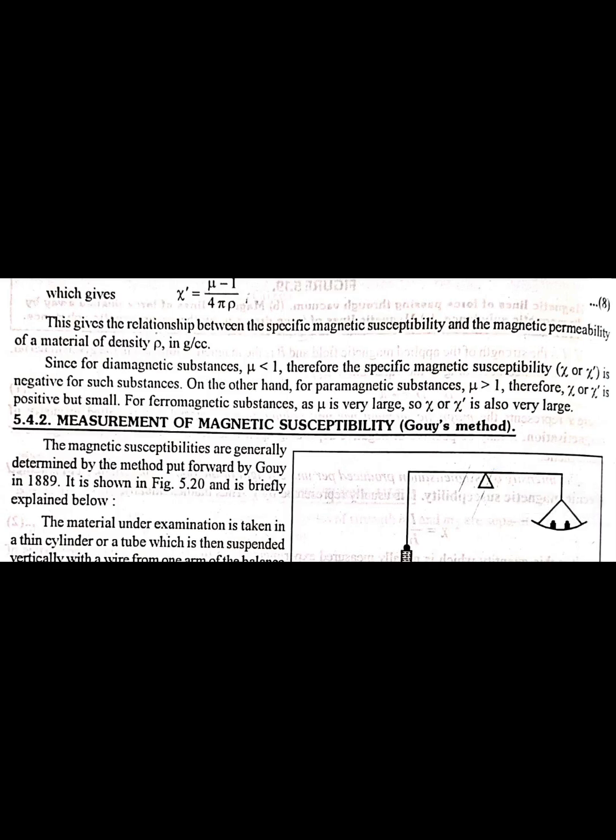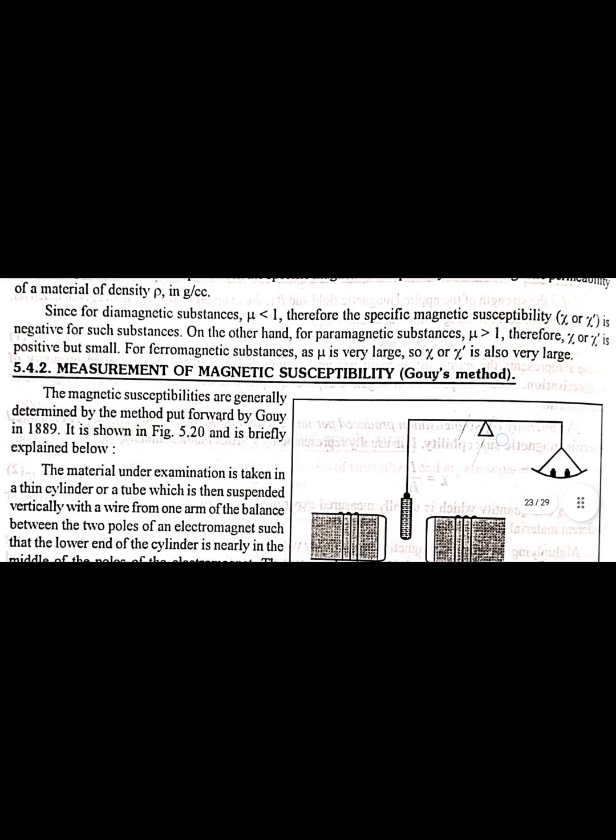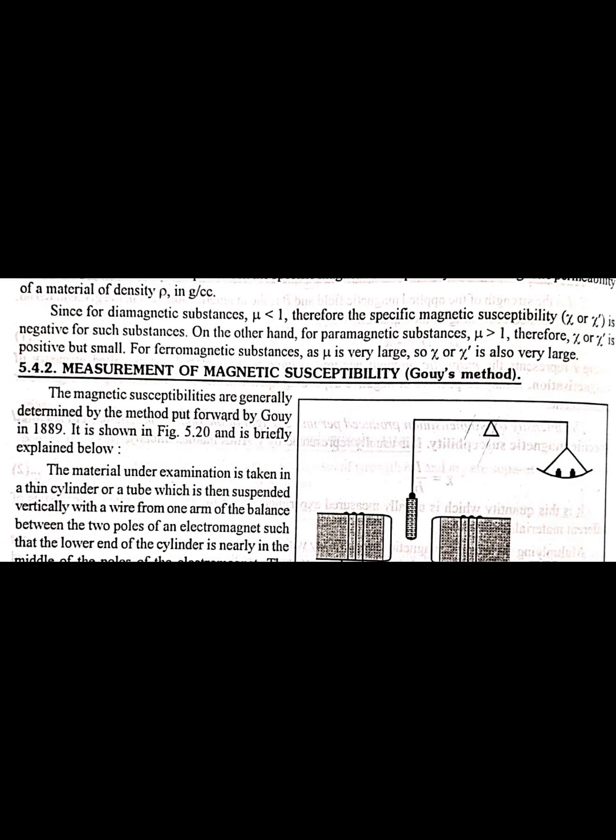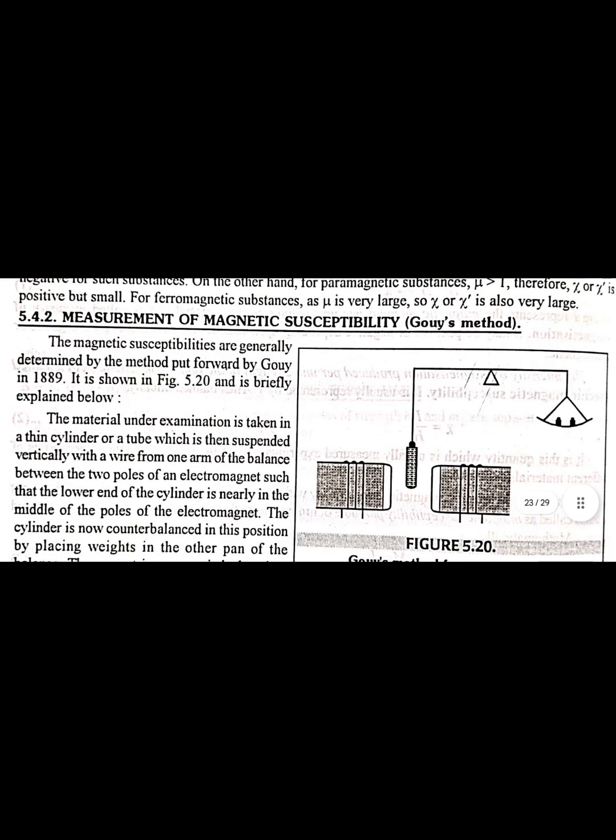This gives the relationship between the specific magnetic susceptibility and the magnetic permeability of a material of density rho in grams per cc. Since for diamagnetic substances mu is less than 1, the specific magnetic susceptibility is negative for such substances. On the other hand, for paramagnetic substances mu is greater than 1, therefore chi or chi dash is positive but small. For ferromagnetic substances, as mu is very large, chi or chi dash is also very large.